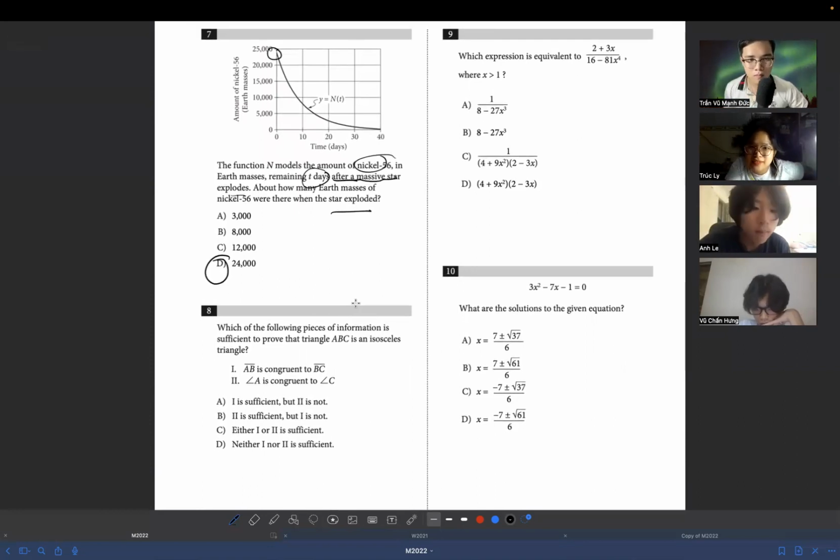Right. 8. Can you do this for me, Lina? 8C. C. Either 1 or 2 is sufficient. C or D? C. All right, C. Either 1 or 2 is sufficient.